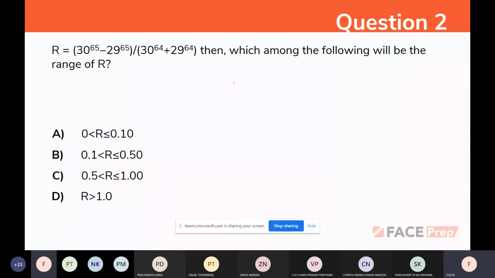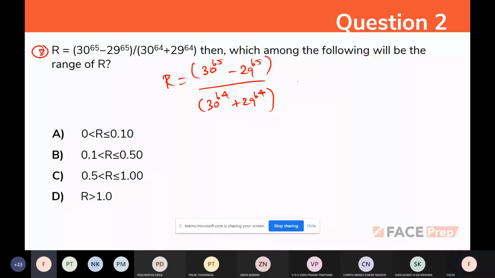Write the expression of r: (30 power 65 minus 29 power 65) divided by (30 power 64 plus 29 power 64). Okay, so what is the question? r is some number. Which among the following will be the range of r? So we need to find the range of r among the given options.